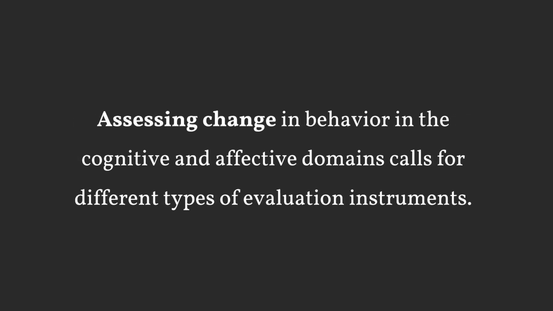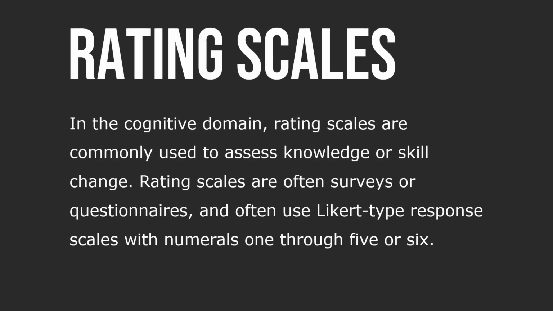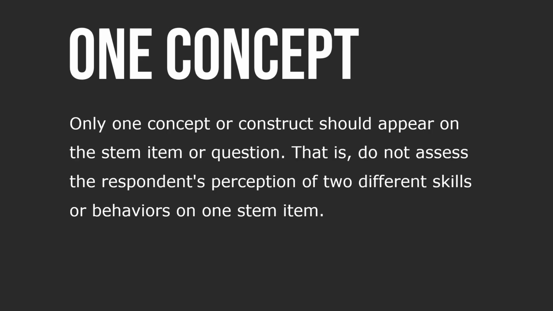Assessing change in behavior in the cognitive and affective domains calls for different types of evaluation instruments. In the cognitive domain, rating scales are commonly used to assess knowledge or skill change. Rating scales are often surveys or questionnaires, and often use Likert-type response scales with numerals 1 through 5 or 1 through 6. Only one concept or construct should appear on the stem item or question. That is, do not assess the respondent's perception of two different skills or behaviors on the same stem item.